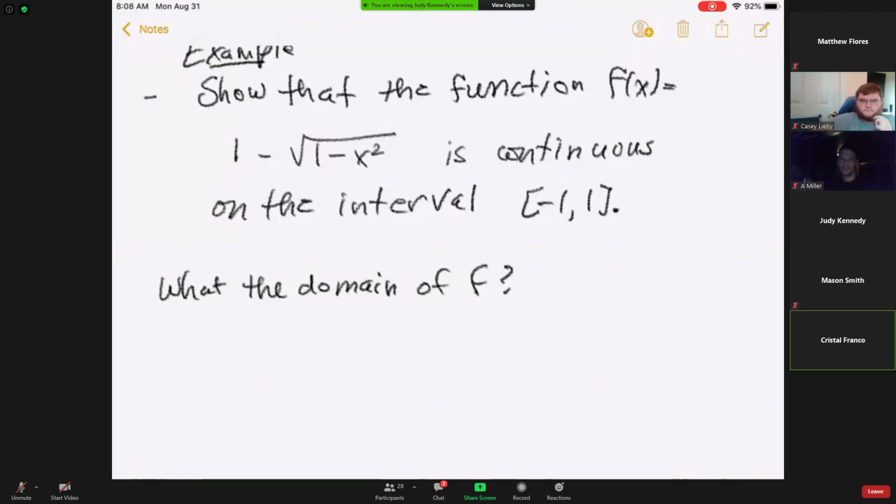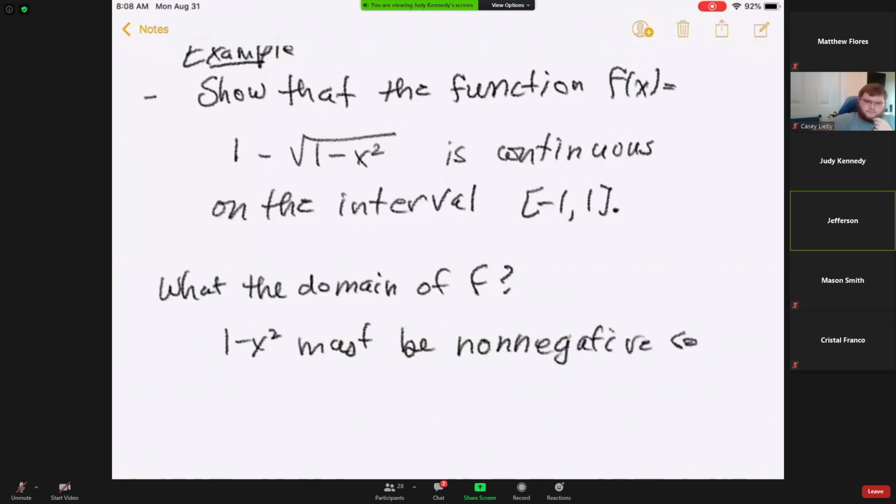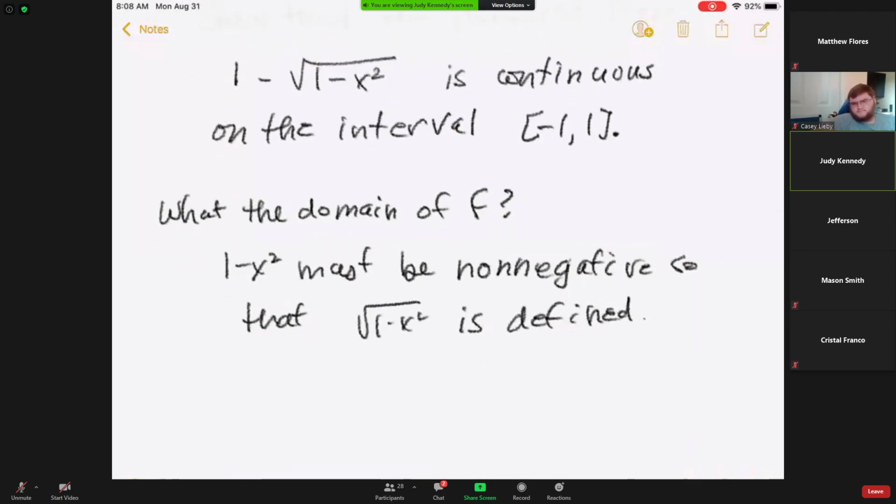A negative number. Right, because you've got that square root, 1 minus x squared must be non-negative, so that the square root of 1 minus x squared is defined. Okay, so that's what you have to worry about. When is 1 minus x squared greater than or equal to 0? Only those x's are going to be in the domain.